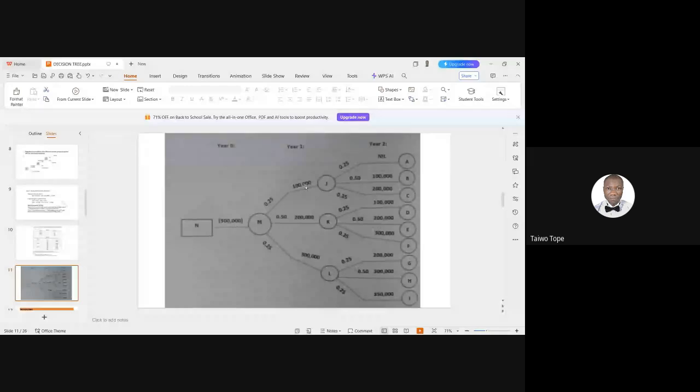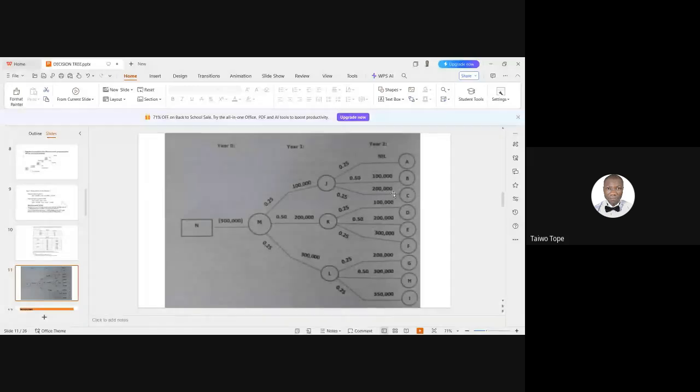100,000 in year 1 and you get 100,000 in year 2. What will be the NPV? You look at this when you invest 300,000 in year 0 and you get 100,000 in year 1 and you get 200,000 in year 2. What will be the NPV?